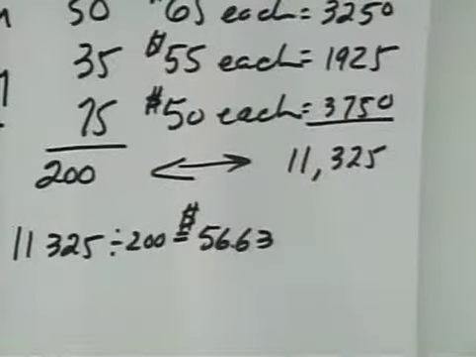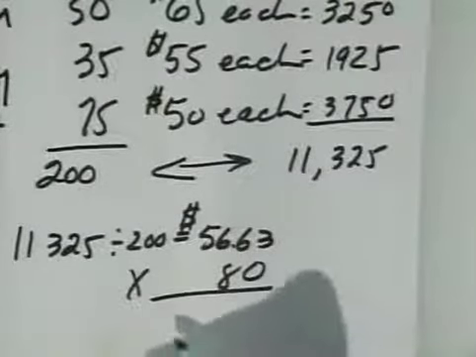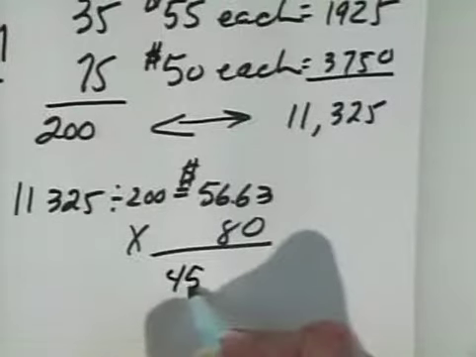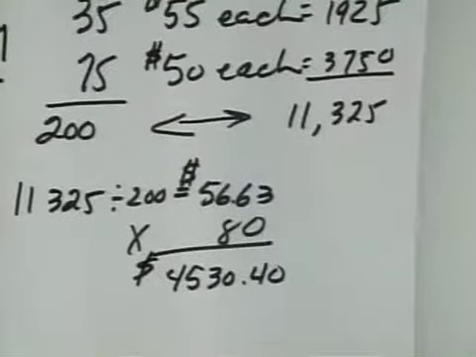End of the year. I have 80 chairs left. If I'm using the weighted average method, those 80 chairs, I'm going to assume each one cost me the average amount. So I'm going to take that times 80. And the weighted average method tells me that my inventory at this moment should be valued at $4,530.40.